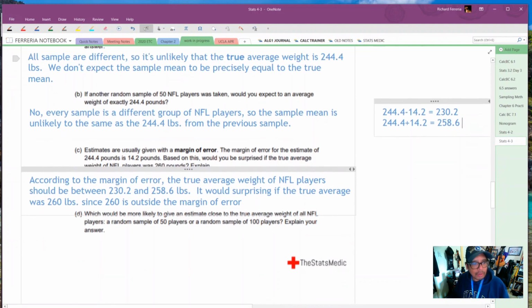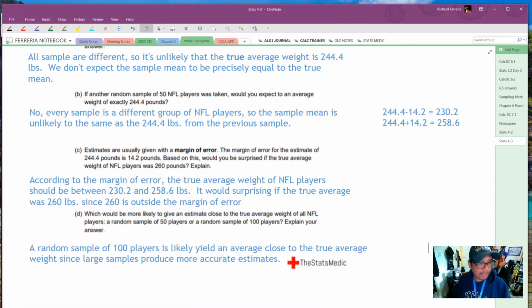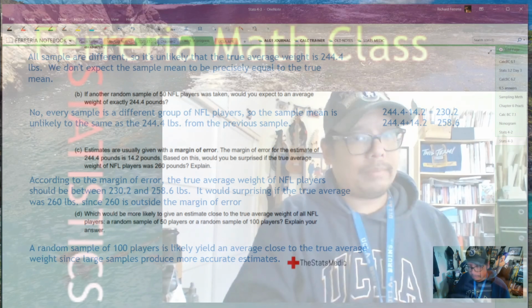Lastly, which would be more likely to give an estimate close to the true average weight of NFL players? A random sample of 50 players or a random sample of 100 players? Explain your answer. A random sample of 100 players is likely to yield an average closer to the true average weight, since large samples produce more accurate estimates.